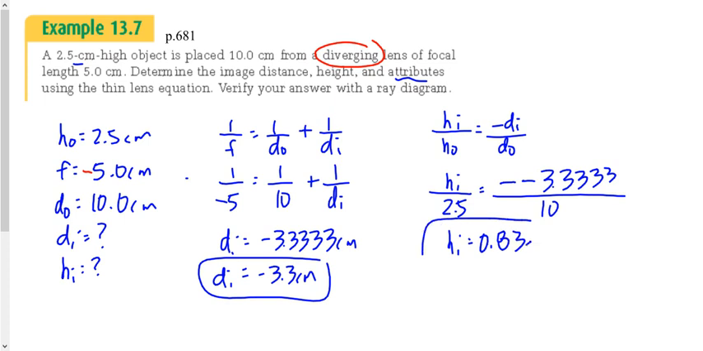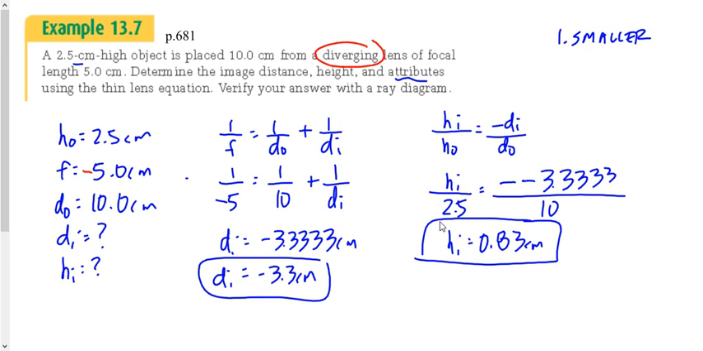Okay, let's look at the attributes here, and then we're done. What do we know about this? Larger, smaller, same size? The object is 2.5 high. The image is 0.83 high. Is it larger, smaller, same size? It's smaller.